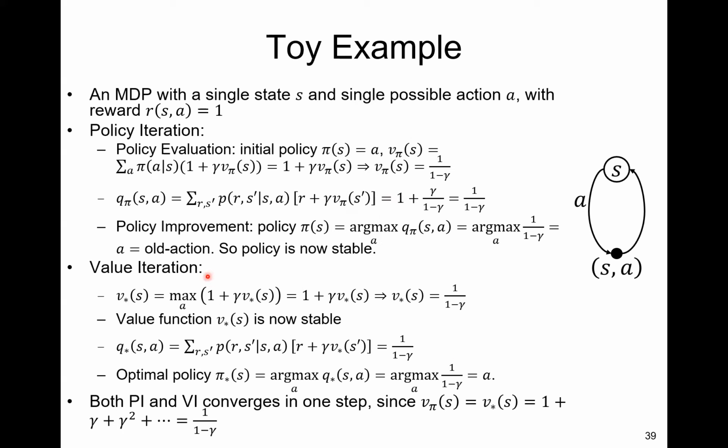For value iteration, you compute V star. Max over A is over a single action, so max A does nothing. So you get the same result. Q star(s, a) is the same result. The optimal policy, if you take an argmax, again, is the same single action A, argmax of a constant.